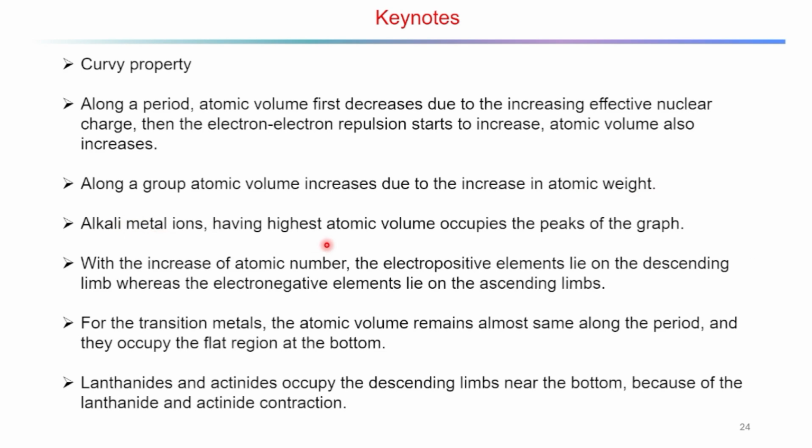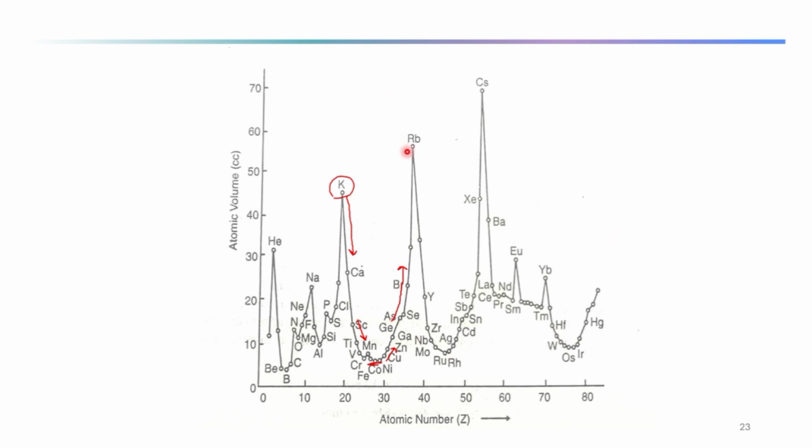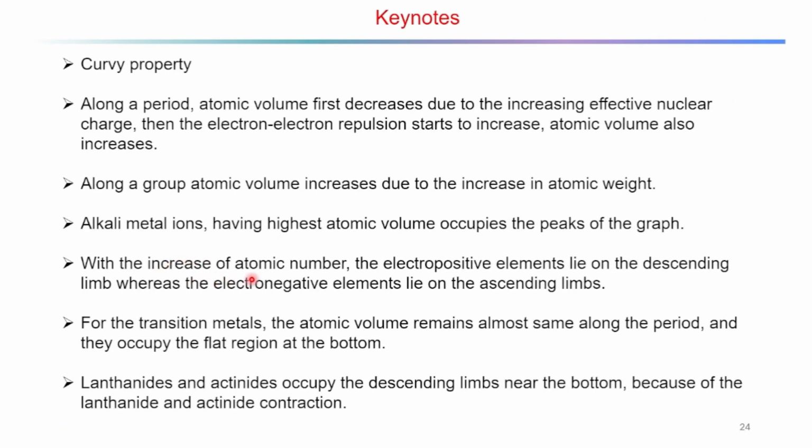Alkali metals having the highest atomic volume occupy the peaks of the graph. So if you see this graph, the peaks are occupied by the alkali metals here. With the increase of atomic number, the electropositive elements lie on the descending limb, whereas the electronegative elements lie on the ascending limbs. For the transition metals, the atomic volume remains almost the same along the period, and they occupy the flat region at the bottom. Whereas the lanthanides and actinides occupy the descending limbs near the bottom because of the lanthanide and actinide contraction. This lanthanide and actinide contraction I have explained in the previous lecture. So these are some keynotes that you need to remember for the periodic trend of atomic volume.